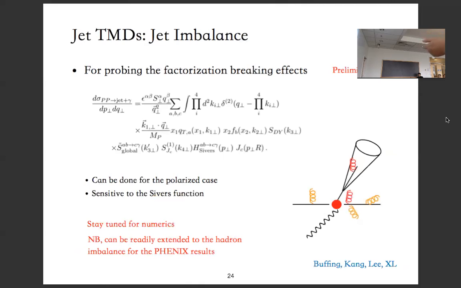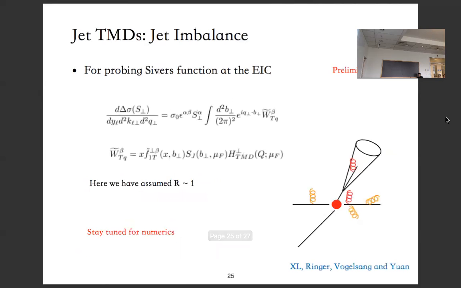And of course, some color factors should be correctly assigned. So more or less you get this. Here we have assumed R is about 1, so we don't really resolve R, and you rearrange some of the functions to get this form. Because we don't have numerics at the moment, just stay tuned.